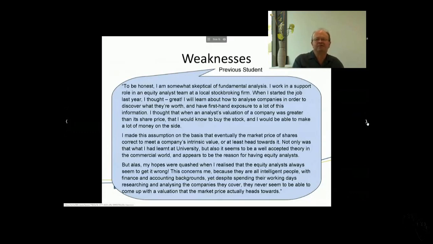I made this assumption on the basis that eventually the market price of shares corrects to meet a company's intrinsic value, or at least heads towards it. Not only was that what I had learned at university, but also it seems to be a well-accepted theory in the commercial world and appears to be the reason for having equity analysts. But alas, my hopes were quashed when I realised that the equity analysts always seem to get it wrong.